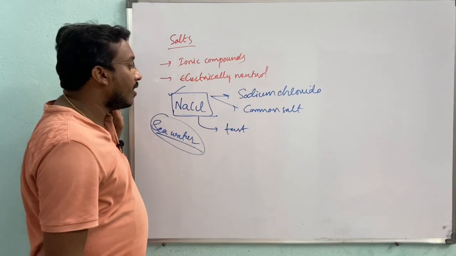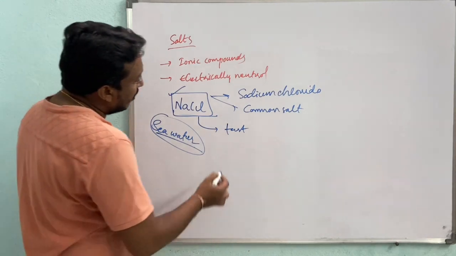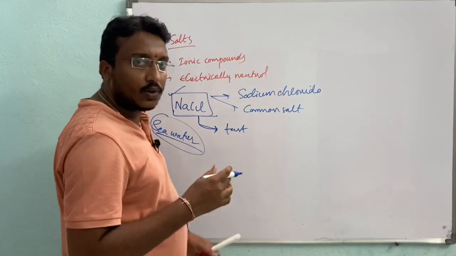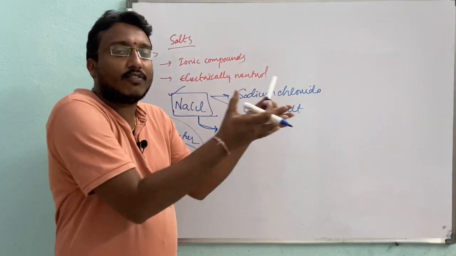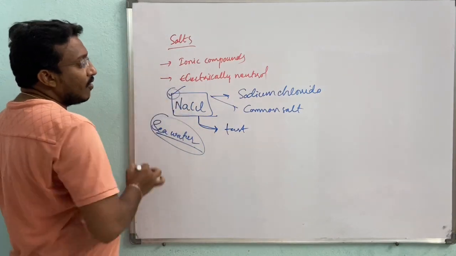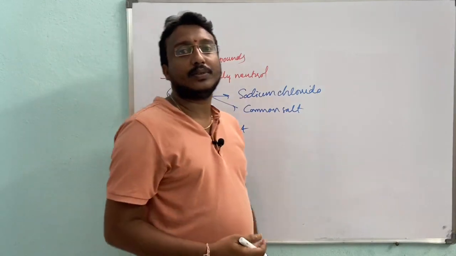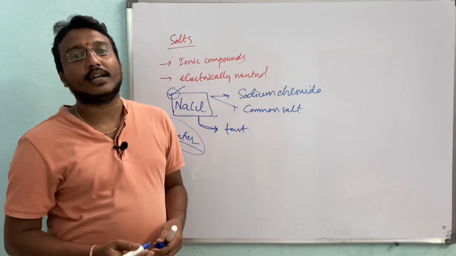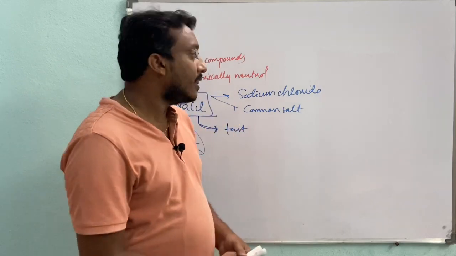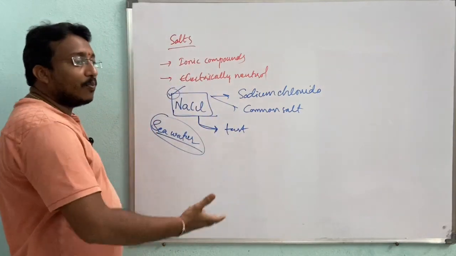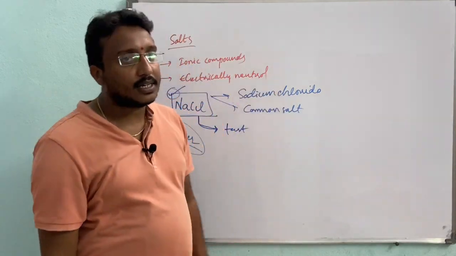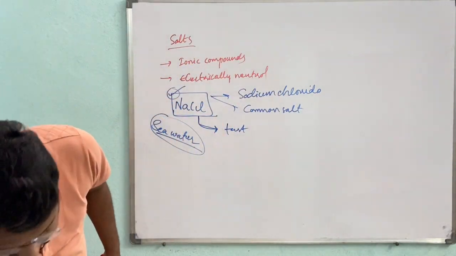Got it? Right? And sodium chloride is not only used for cooking food. It is a raw material for some other compounds such as sodium hydroxide, washing soda, baking soda, bleach, right? Now we are going to discuss how one compound acts as a raw material for some other compounds.